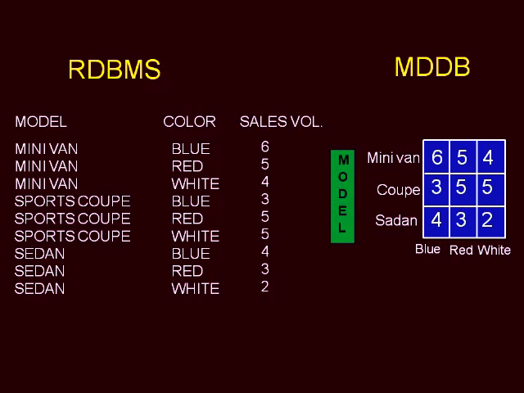So here I have taken an example with 2 dimensions, namely model and color, and sales volume. The same is converted here into a multidimensional database. In the multidimensional database, the data is transformed into a square here because there are only 2 dimensions. So whatever the values are given here, blue, red, white, they became the column names or column headings. Similarly, minivan, sports, coupe, sedan are the row headings.